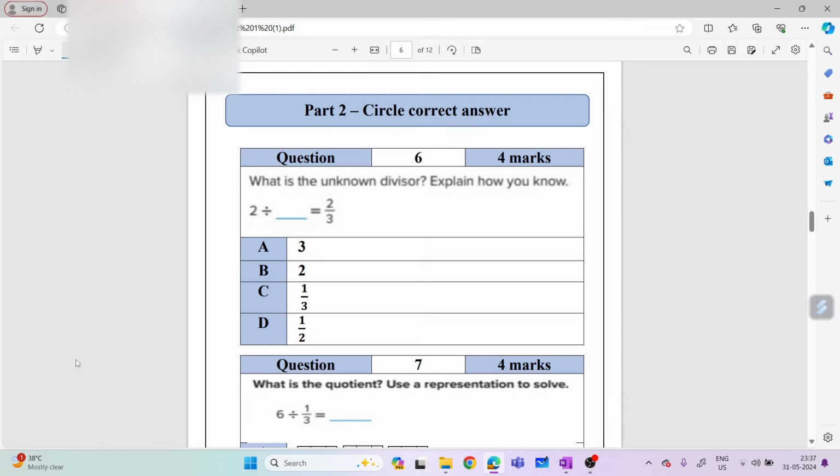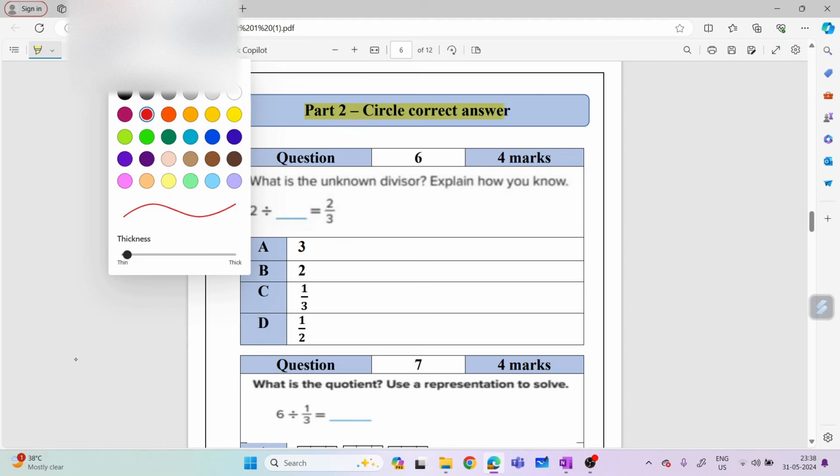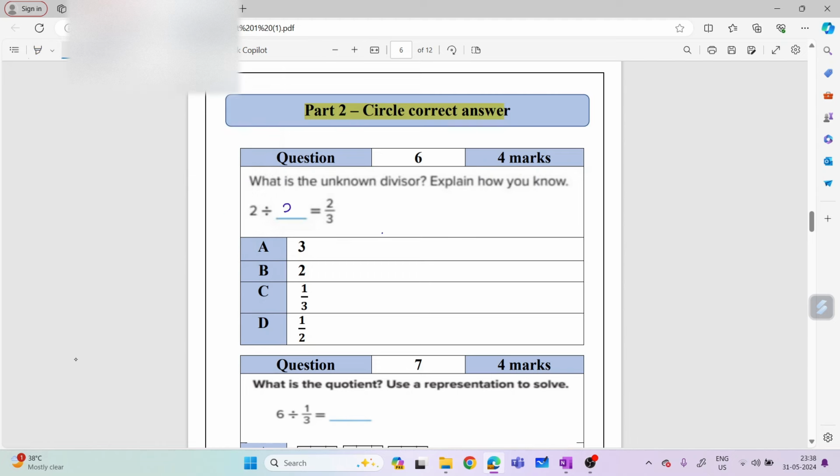Part 2 is very easy. Part 2 is choose your correct answer. Multiple choice. Part 2 is multiple choice questions. See here. 2 over 3. You see, 2 divided by 3 is the same as 2 over 3. So answer is A. Very simple.